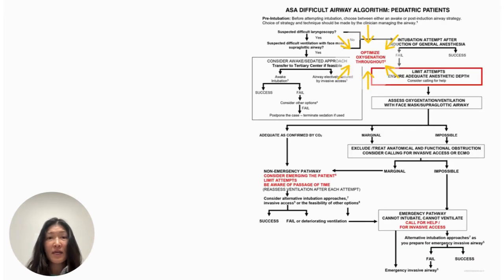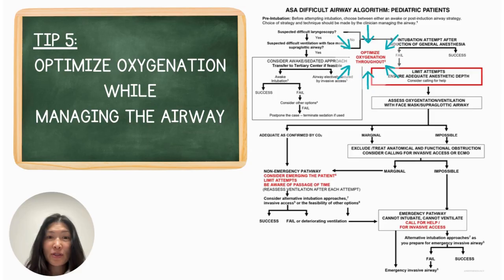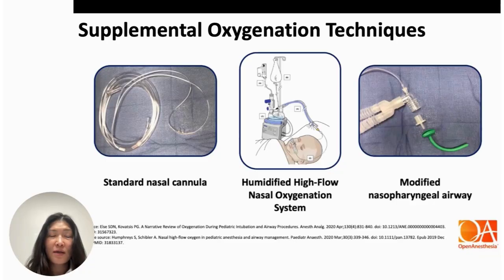The final tip is highlighted in red in the ASA difficult airway algorithm for pediatric patients. Remember to optimize oxygenation while managing the airway. Here are some ways to provide supplemental oxygenation during attempts to secure the airway. This does not have to be complicated. It can be as simple as a standard nasal cannula.